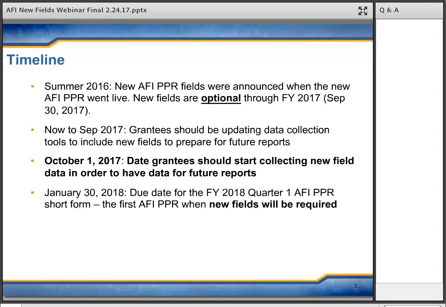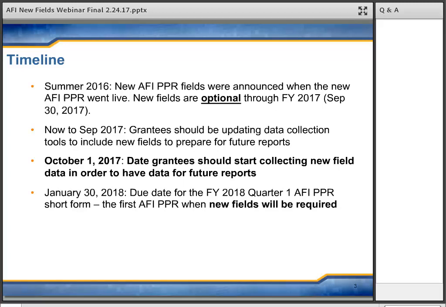So the timeline for all of this happening, I do see a lot of familiar names on our registrant list, and a lot of you have already dealt with the new AFI PPR. That's the long form and the short form in OLDC. So last summer, we started the new AFI PPR for collecting 2015. We immediately rolled into the 2016 collection, and now what we're dealing with is the new fields, which, for those of you who already started the new AFI PPRs, were optional for those first two long forms and the short form that just happened at the end of January.